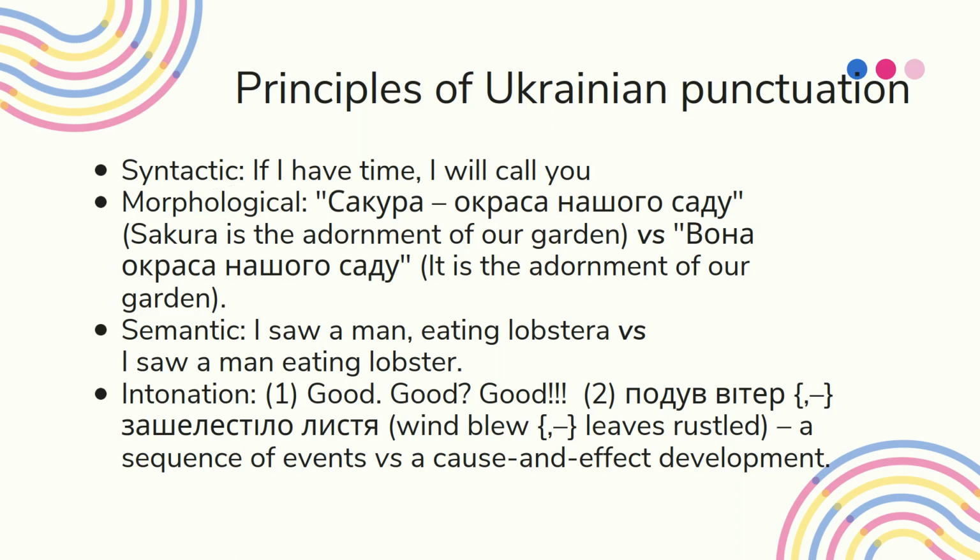Morphological principle indicates the morphological nature of the member of the sentence. So, the difference between sentences where we put the dash punctuation mark and no punctuation mark is whether the subject is expressed by a noun or by a proper noun.